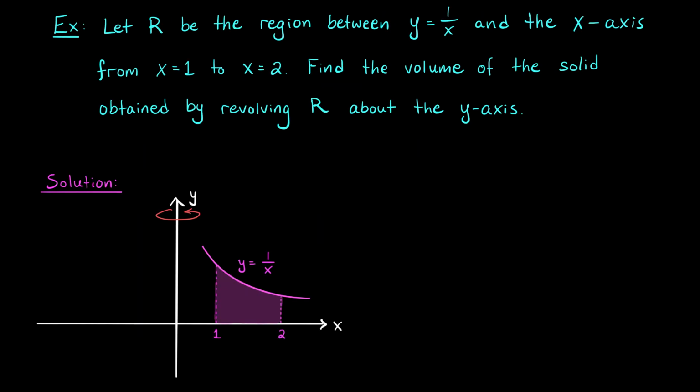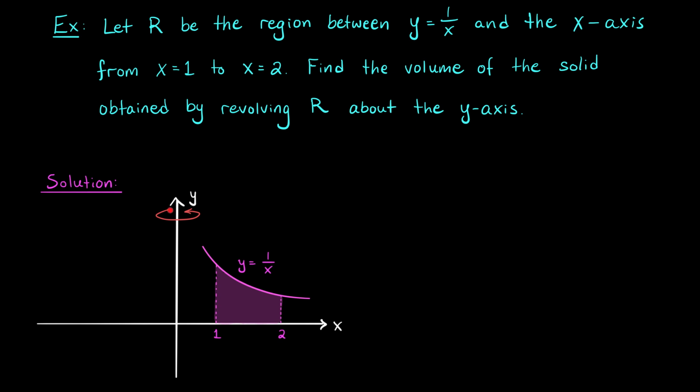Okay, in this example, we're looking for the volume of the solid that we obtain by revolving a region R about the y-axis. Here, R is the region between the graph of y equals 1 over x and the x-axis from x equals 1 to x equals 2. Folks, this is actually the region that we saw on the earlier slides. I've sketched it down here. We're now ready to see the calculation through.